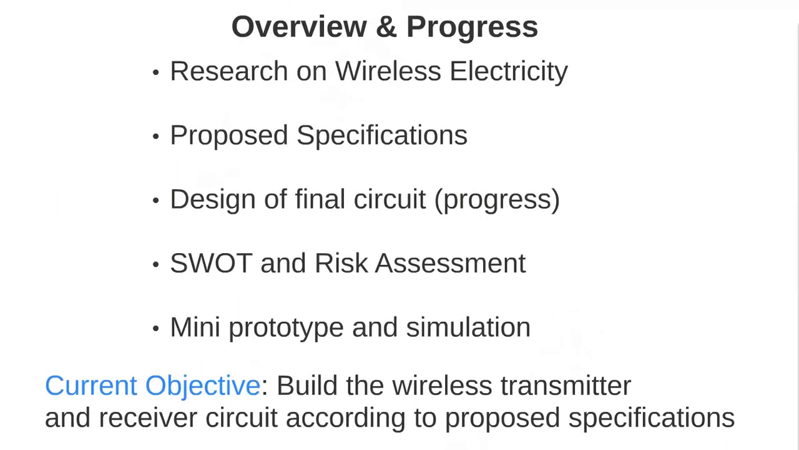Now, to recap what we did for the semester, we did research in wireless electricity. We proposed specifications for the project, and then we did design of the final circuit, which is also in progress. Then we did SWOT and risk assessment, and finally we did the mini prototype and the simulation. Now our current objective is to build a wireless transmitter and receiver circuit according to proposed specifications.